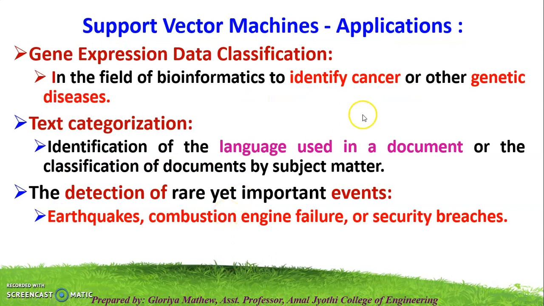Now let's see the different applications of support vector machines. The three main applications of support vector machines are gene expression data classification, text categorization, and the detection of rare yet important events.